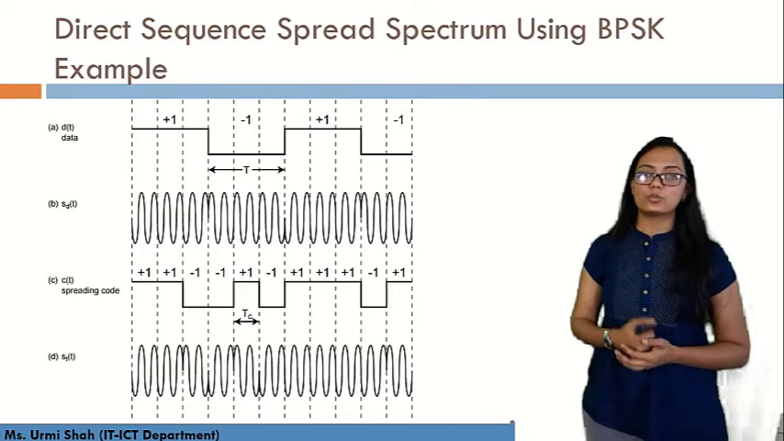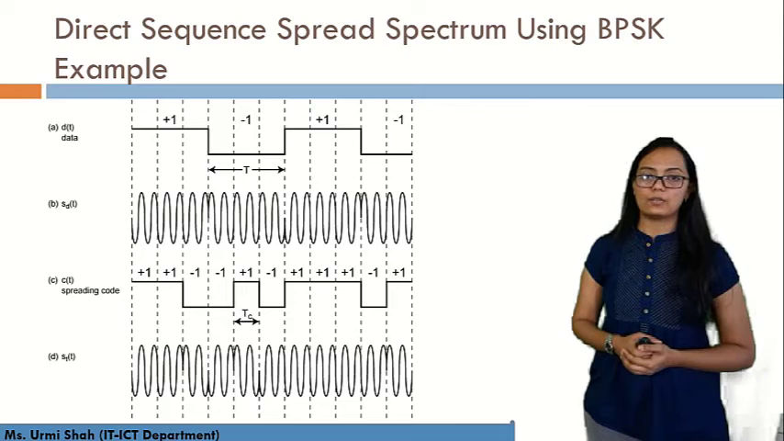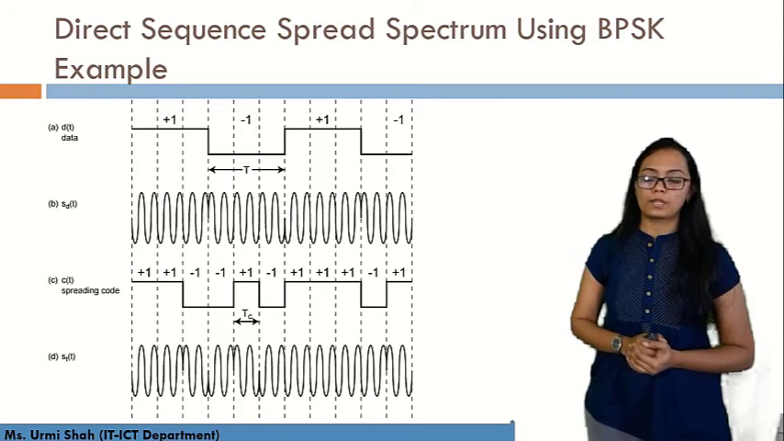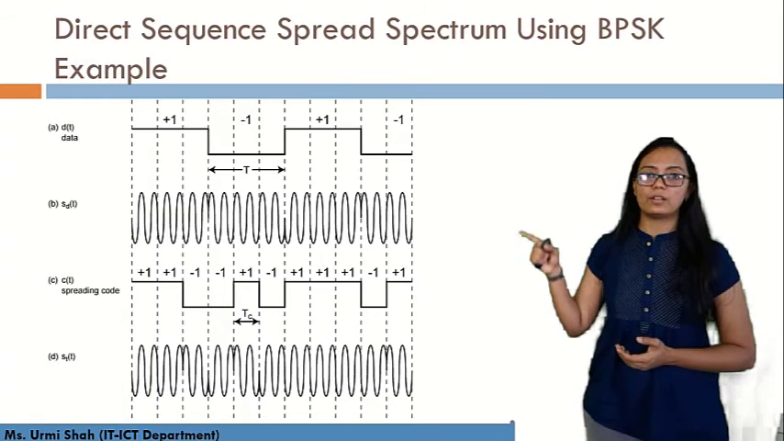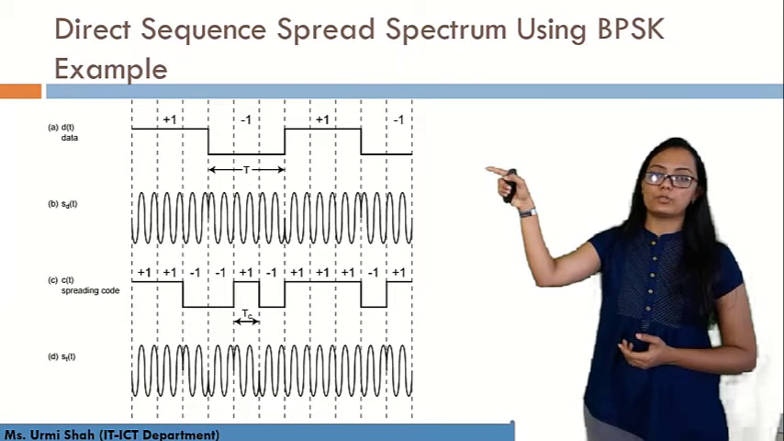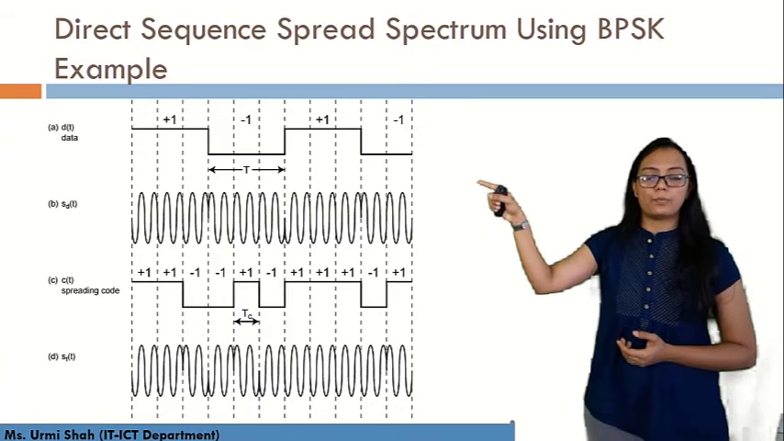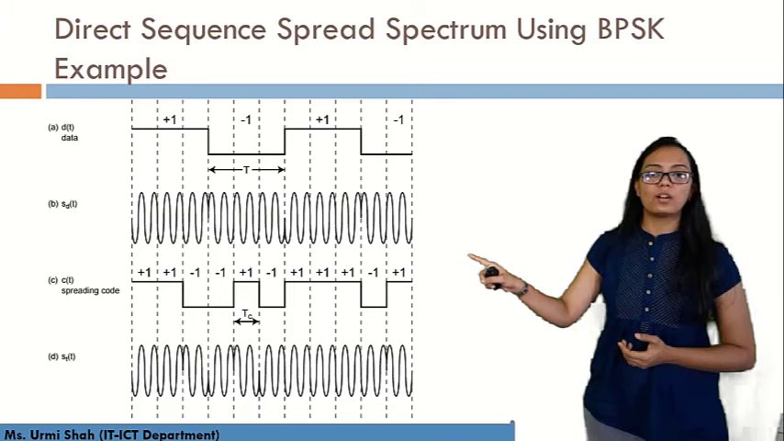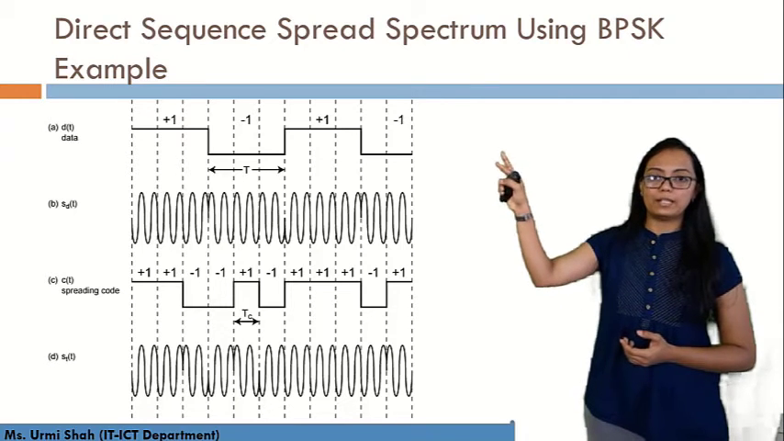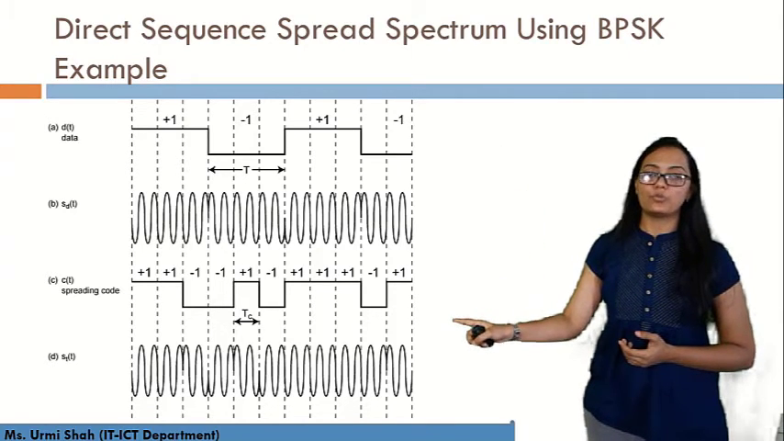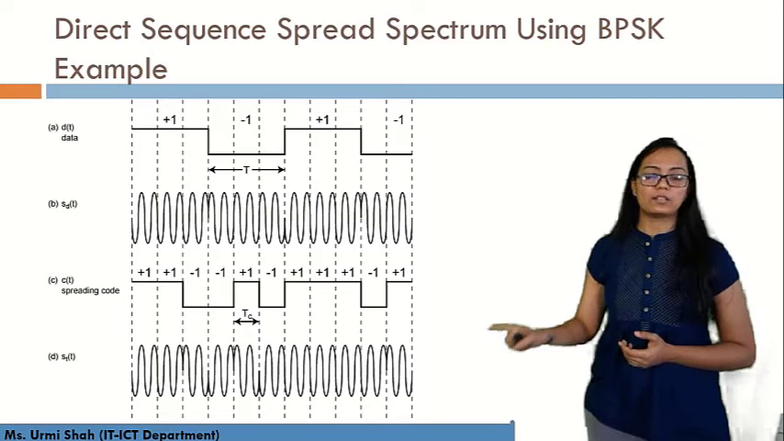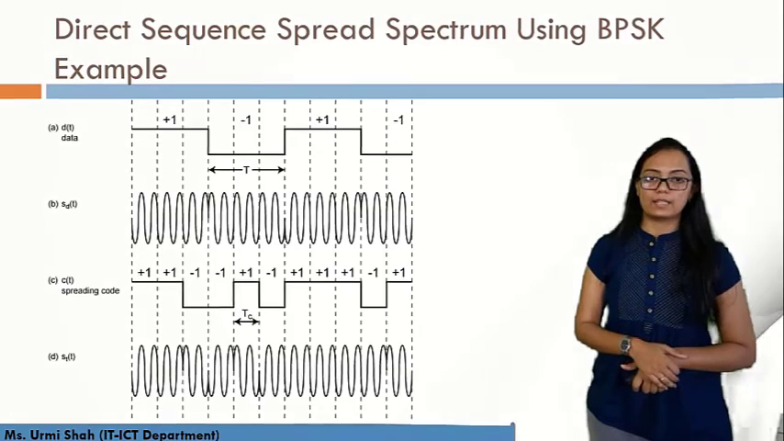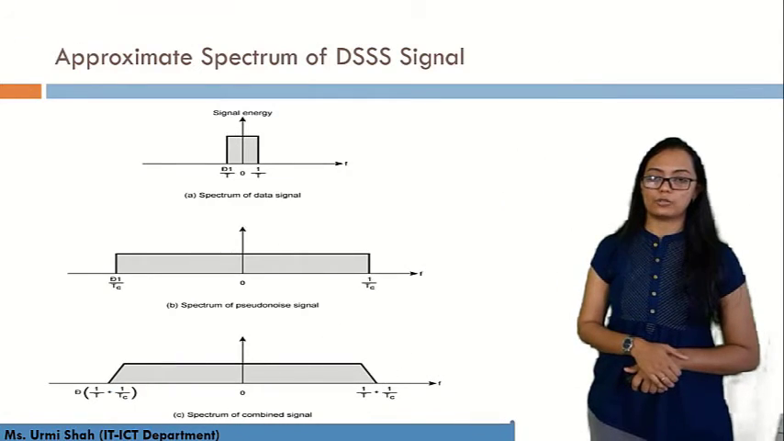This is the example shown over here for direct sequence spread spectrum using binary phase shift keying. You will see that initially the data input signal is in the form of a digital signal, and the sequence is in analog form. They will be multiplied and the spreading code will be generated, and further the demodulation part will be done using the same BPSK demodulator circuitry.